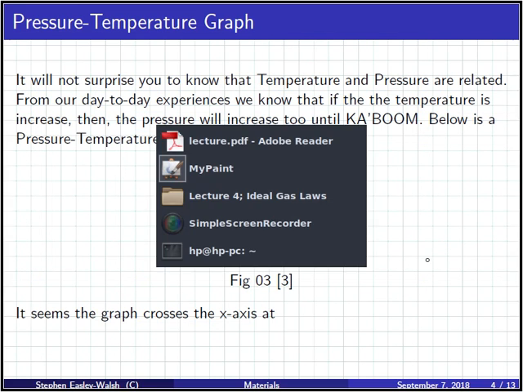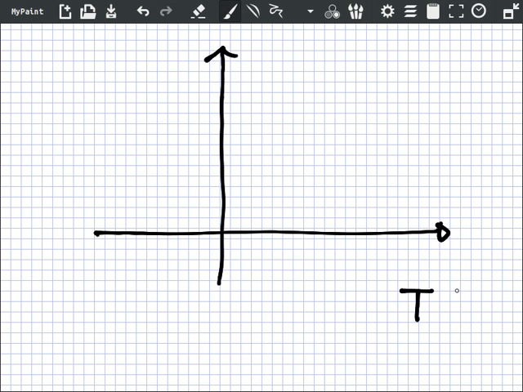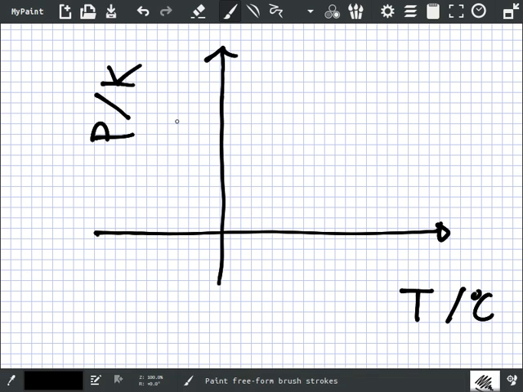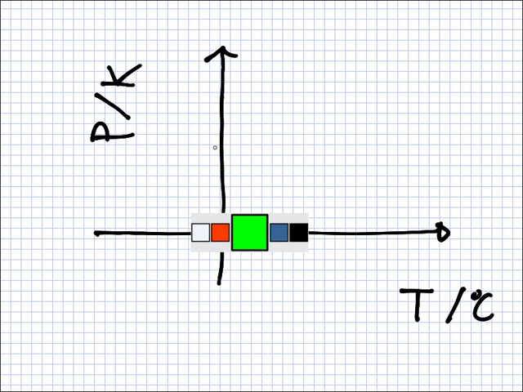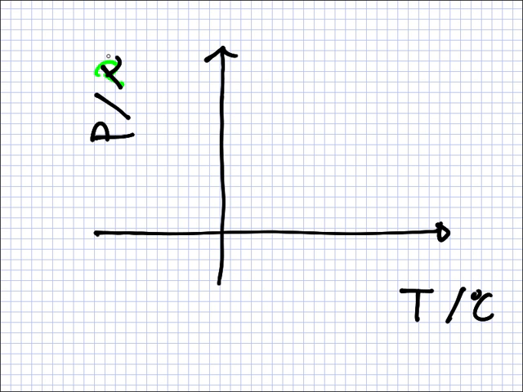So here I'm going to put temperature, and I'll put temperature in Celsius, and here I'll put pressure, and of course we'll put pressure in Pascals. Okay. Here's the experiment.